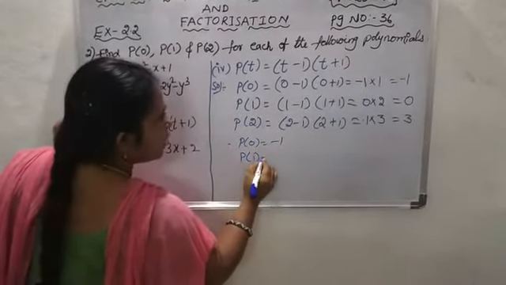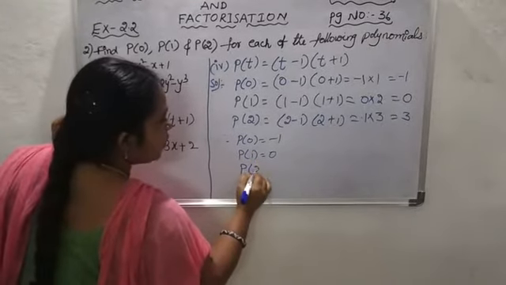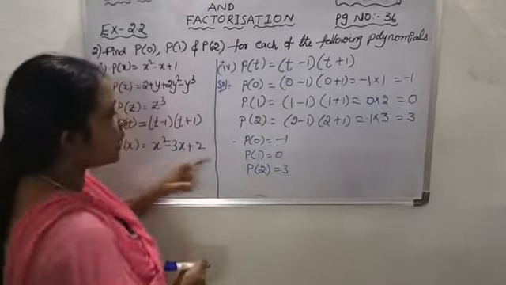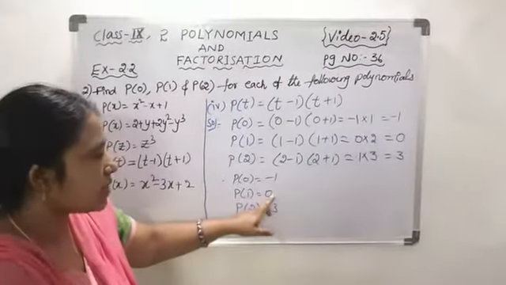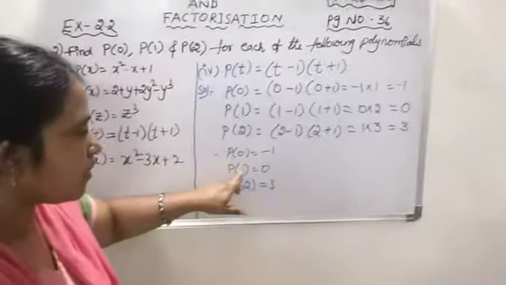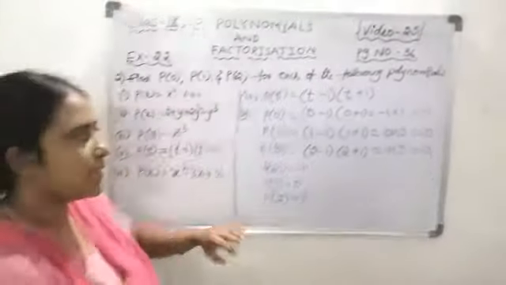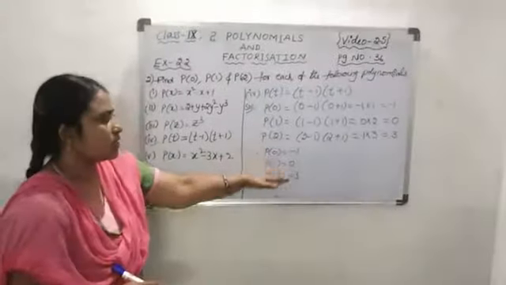P of 1 is equal to 0. P of 2 is equal to 3. Observe here, these are the values of this polynomial. But here we are getting the value 0. So here 1 is called the zero of the polynomial. That is the difference between these two and this one.